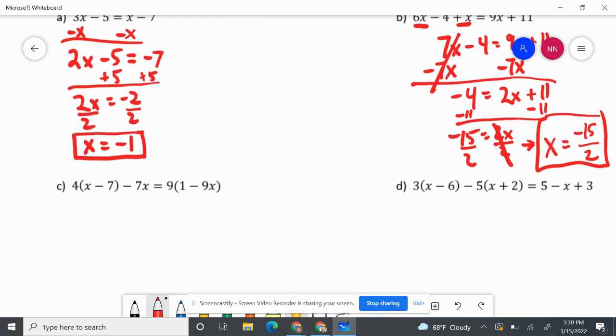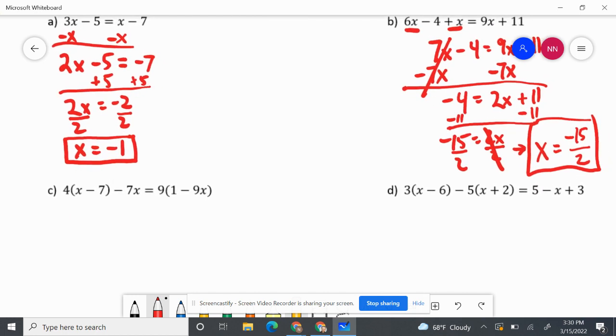Okay, if we're looking at letter C, these are a little bit more complicated. The first thing I'm going to do is distribute the 4 to each of the terms. And that gives me 4x minus 28 minus 7x equals, I'm going to distribute the 9 to each of the terms, 9 minus 81x. Next thing I'm going to do is simplify. 4x minus 7x is negative 3x.